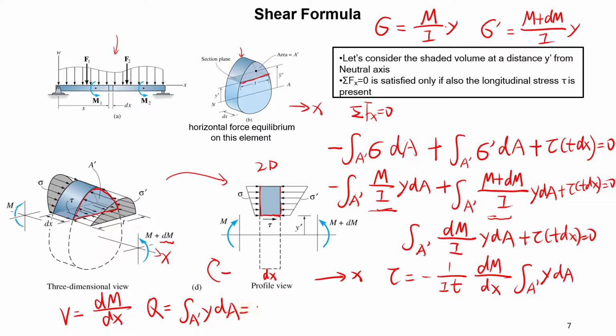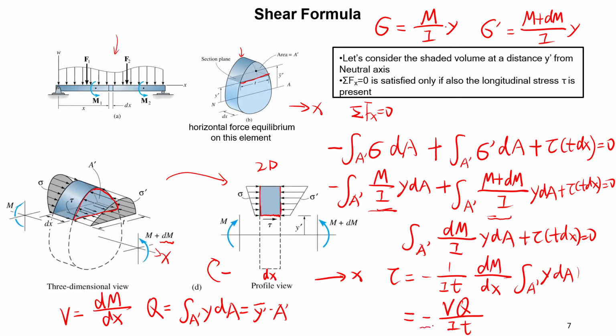That's sometimes also equal to the centroid position of that small area times the small area A prime, okay? So essentially we can substitute this relationship here and simplify this, then it equals minus V, this part, and Q is the second part over It. So that's essentially how we derive the equations.